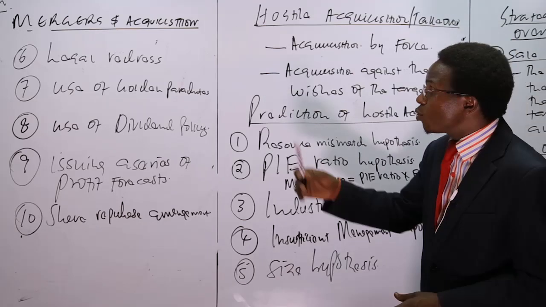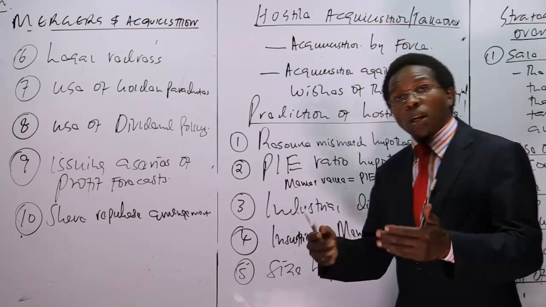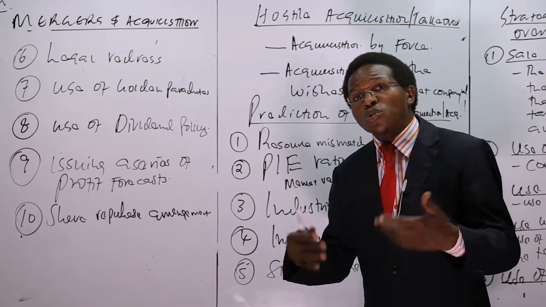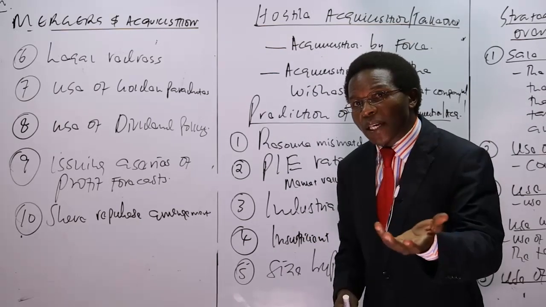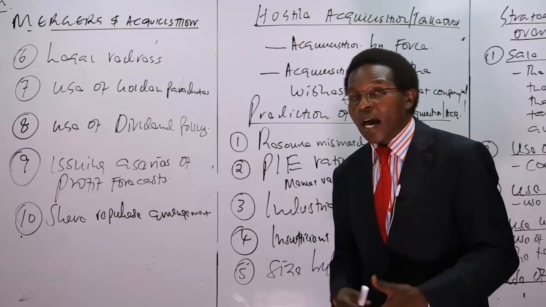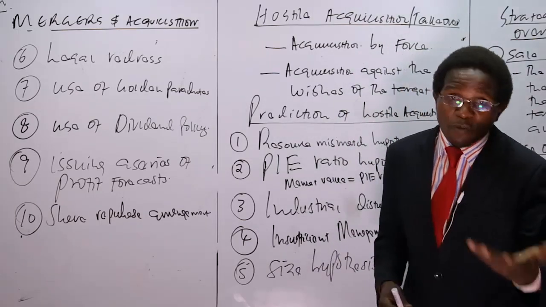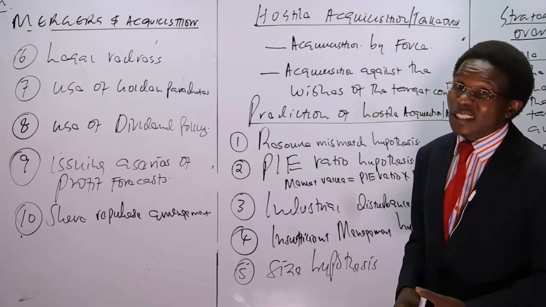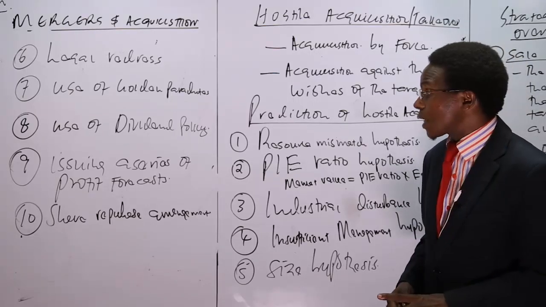We also have use of dividend policy, where they will have a dividend policy that will require the predator to make huge payments as dividends out of the profits, and it will be a fixed dividend, and that will make it expensive. It will scare away the hostile company.